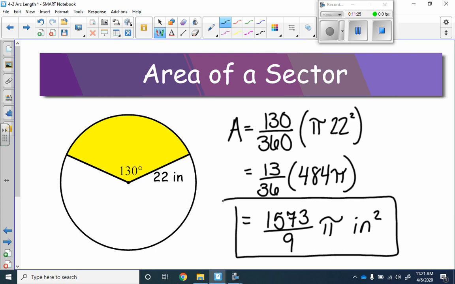Okay. Now if you wanted to approximate that, it would be about 549.1 inches squared if you wanted to approximate that.